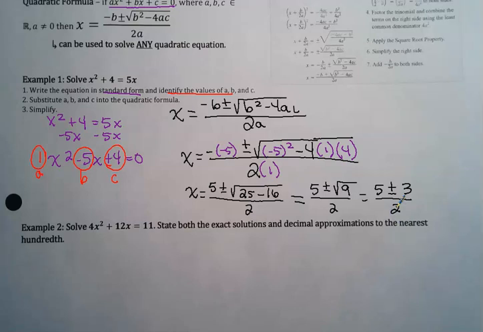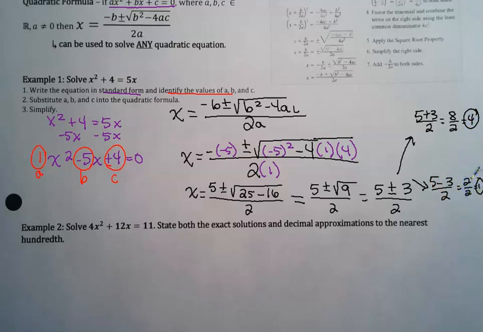Okay, so this is like a partial solution. Okay, but then we actually need to solve it. Okay, so we're going to do 5 plus 3 divided by 2 and 5 minus 3 divided by 2. So 5 plus 3 is 8, divided by 2 is 4. 5 minus 3 is 2, divided by 2, which is 1. So my x equals 4 or 1. Okay, those are my solutions.